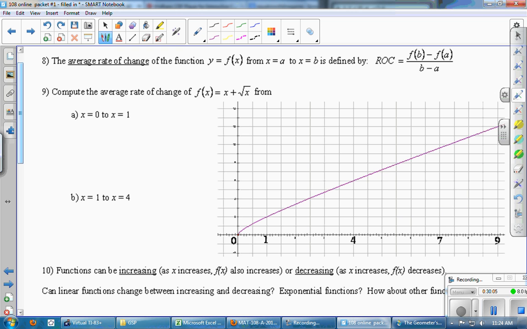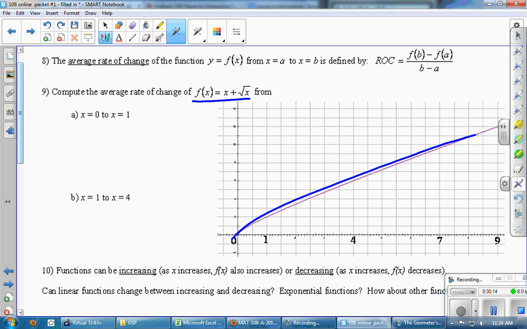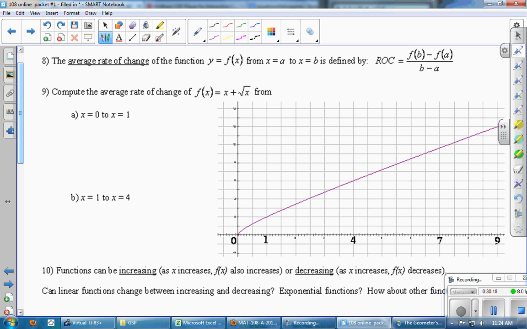Compute the average rate of change of f of x equals x plus square root of x from, and then there are 2 different parts to this problem. So there's the curve here, that's the graph of this function, but don't worry about that for right now. All we're going to do is use the formula. So rate of change, according to the definition, is f of b minus f of a over b minus a.